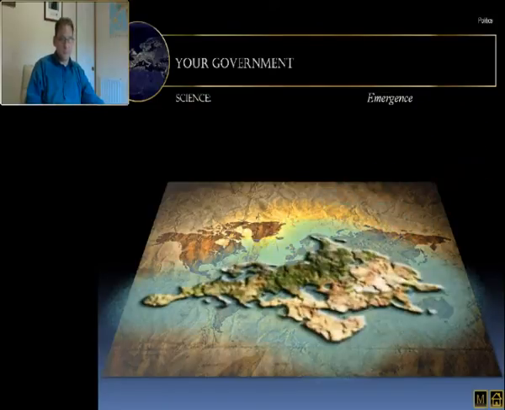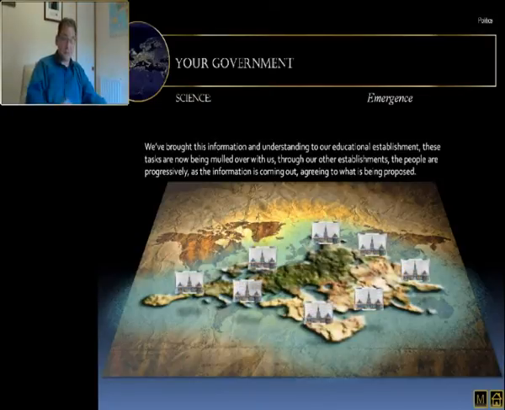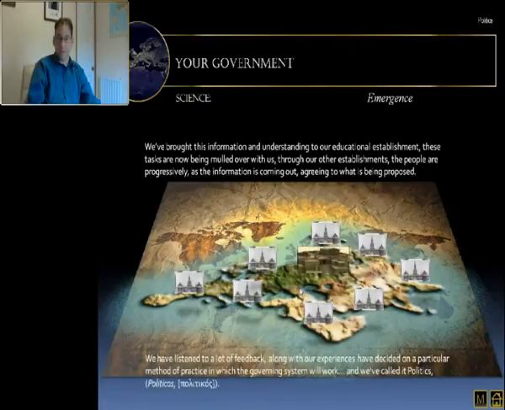Right. Here we go. In its basic form, what we've decided to do now is learn about what needs to be done and how to do it. Who's responsible for what and why. Yeah. We've brought this information and understanding to our educational establishment. These tasks are now being mulled over with us. Through our other establishments, the people are progressively, as the information is coming out, agreeing to what is being proposed. So here's our 8 states, and there's our central government, our national administration, National Assembly.